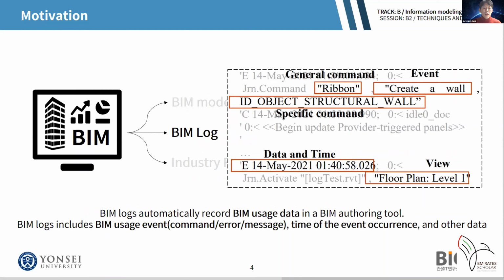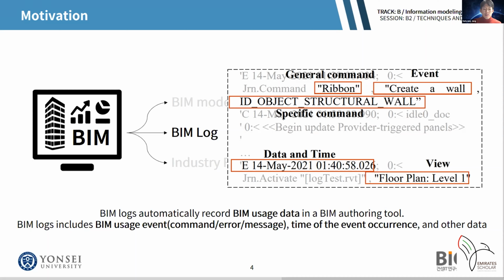Among the BIM-created data, the BIM log is data that records BIM usage events, including commands, errors, messages, and other data. A BIM log is automatically created by BIM software in real time. Therefore, the modeling process can be easily collected without further effort. The BIM log shown on this page is the log file from Autodesk Revit called the Revit journal file. The Revit journal file is commonly used in previous BIM log mining studies.